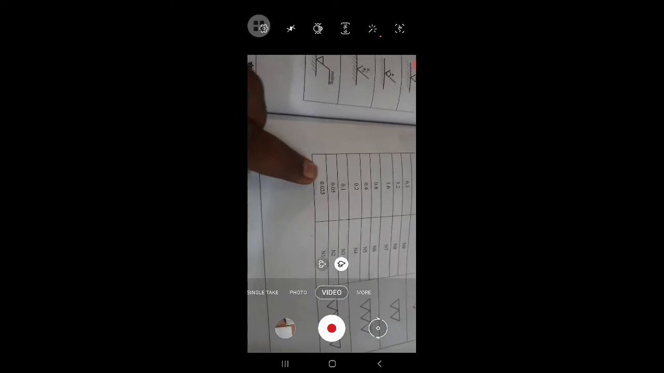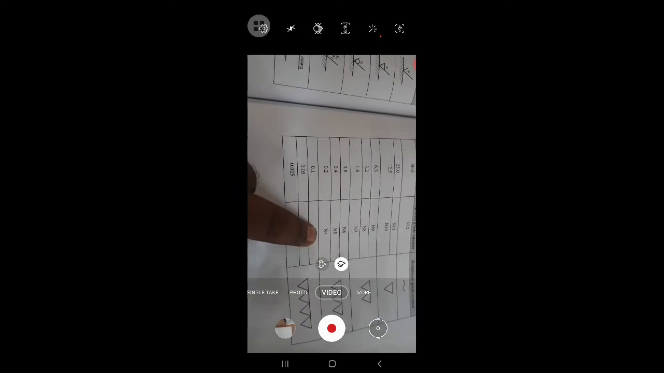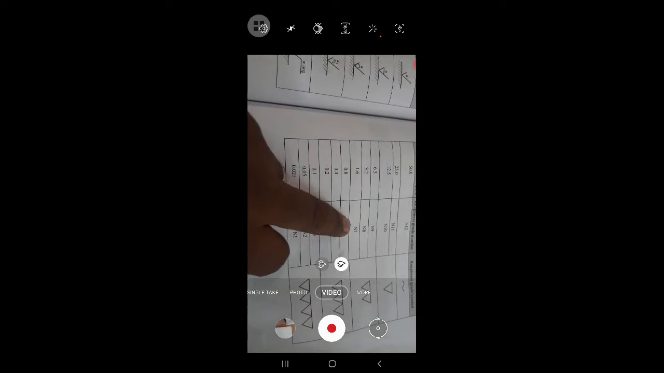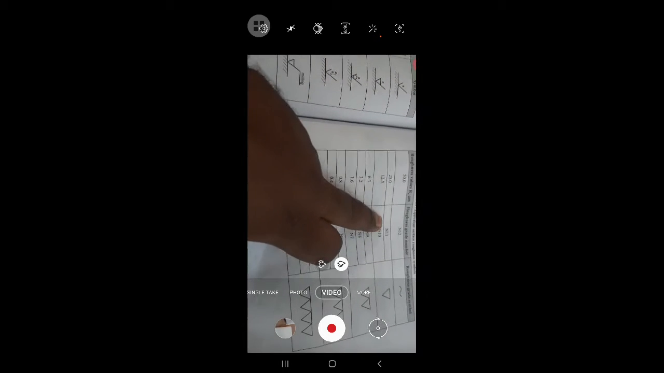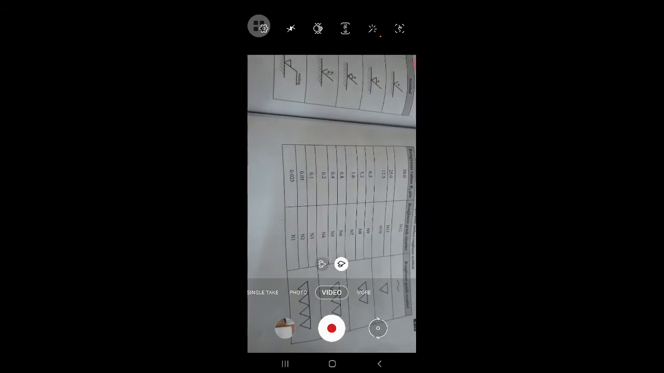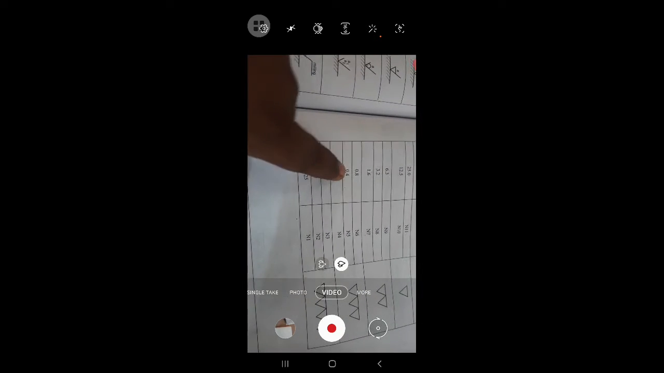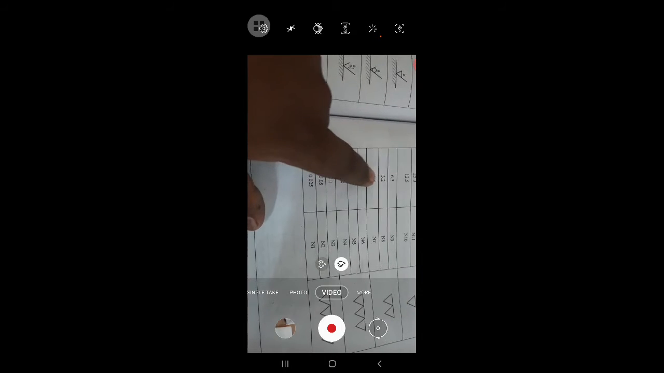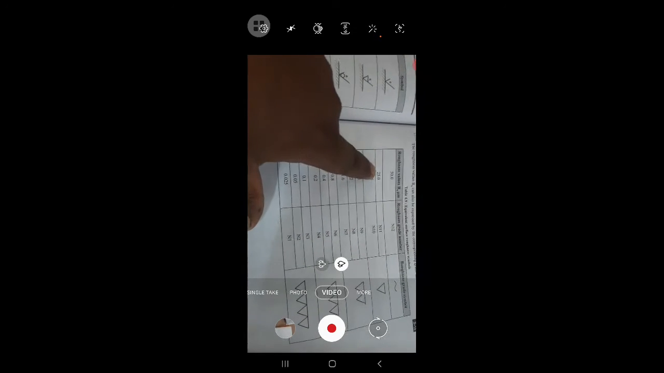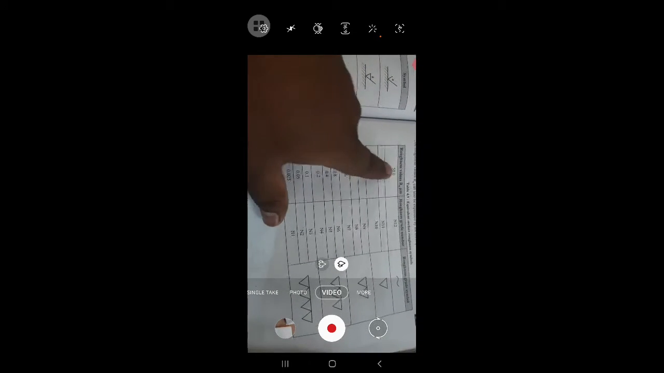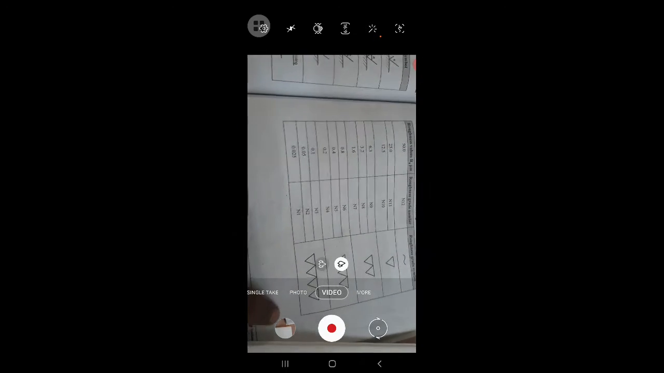So similarly N1, N2, N3, N4, N5, N6, N8, N10, N11, N12, and the values are 0.025, 0.05, 0.1, 0.2, 0.4, 0.8, 1.6, 3.2, 6.3, 12.5, 25 and 50. 50 is a fine size and triangle.